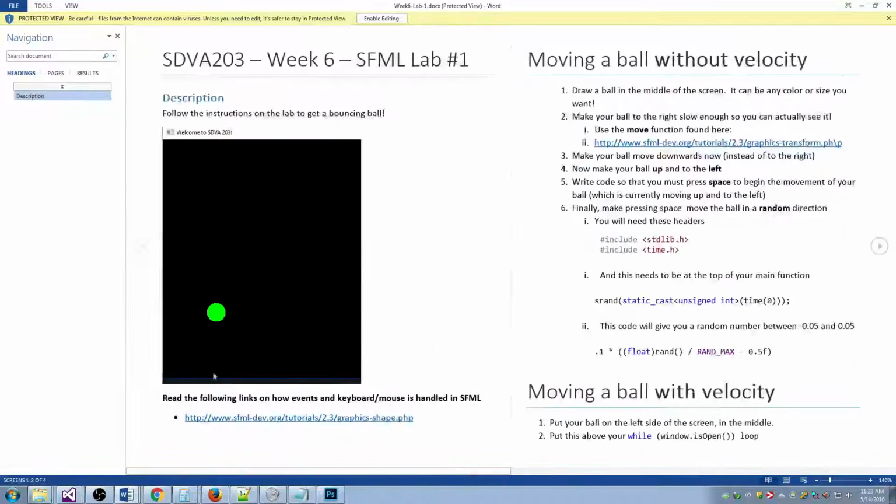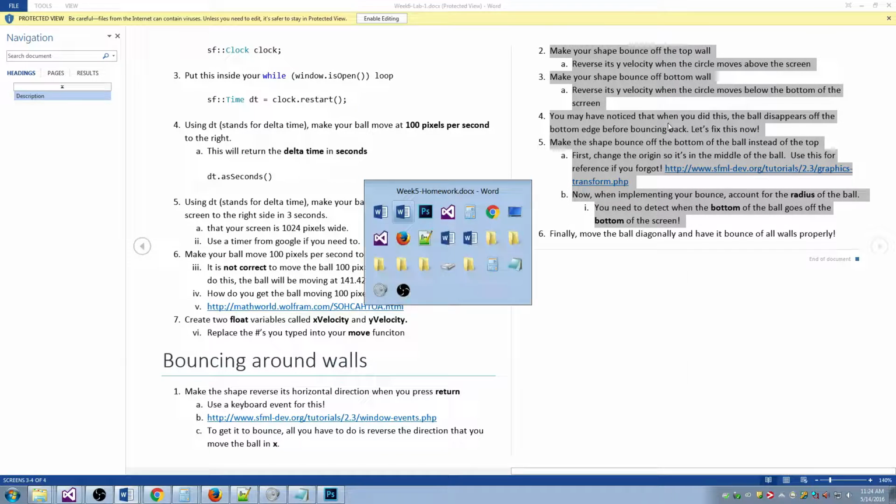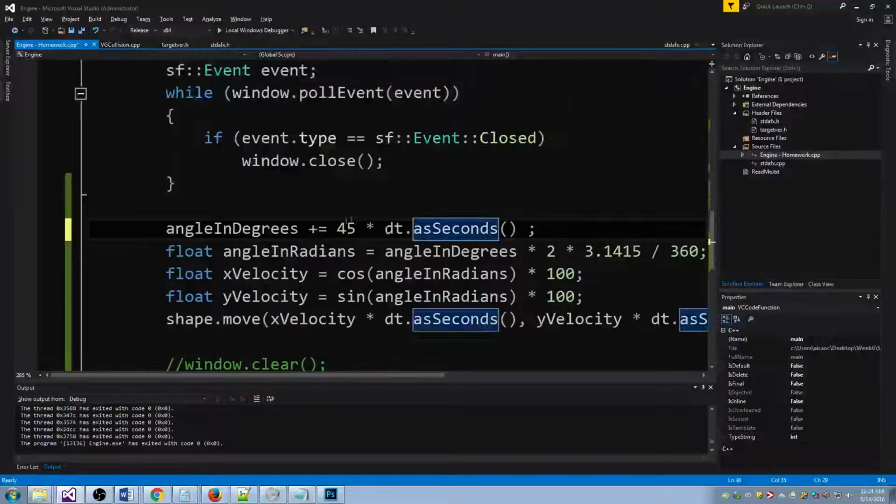So I just want to kind of do this bouncing one for you guys for this lab because we're running out of time, and then you guys can do the acceleration part. And then I'm going to show you how you can get the ball to bounce. I'm going to have you guys do the bouncing on all four sides yourself. I'll do these four, and then I'll show you how that actually works. So let's put this back.